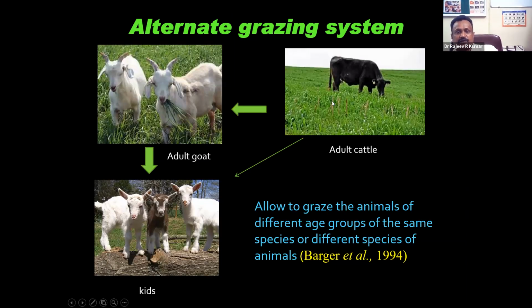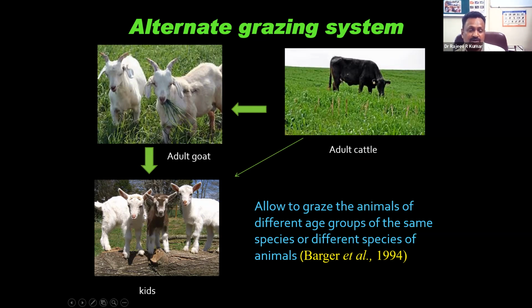Alternate grazing system: suppose there is a grazing land in a village, and several animals are there. First, we allow animals of different age groups, of the same species or different species, to graze. Suppose we want to allow goats to graze. First, we allow adult goats on a pasture, because in adult animals there is a development of immunity. So they are not highly susceptible. If they pick up the infection, the disease does not occur in a high, severe or acute form.